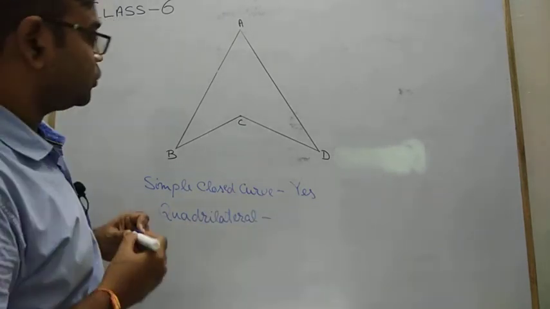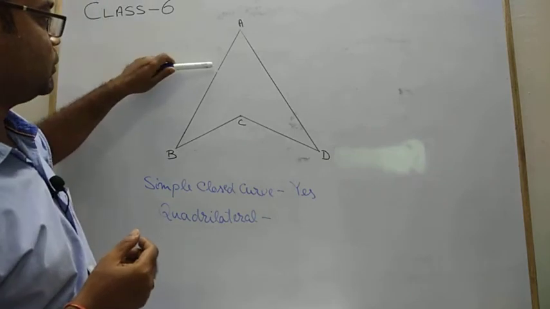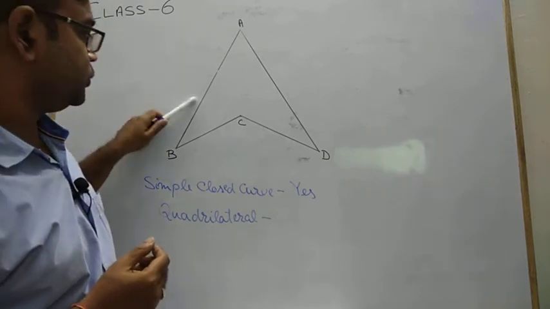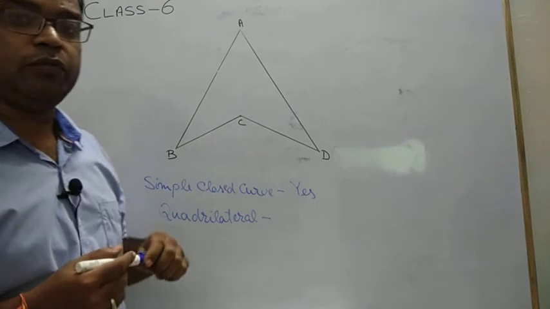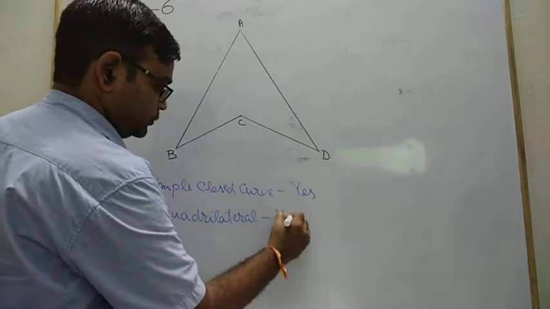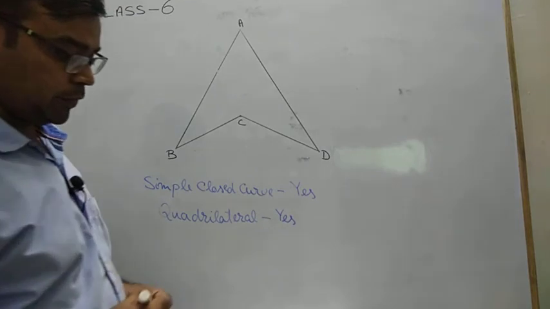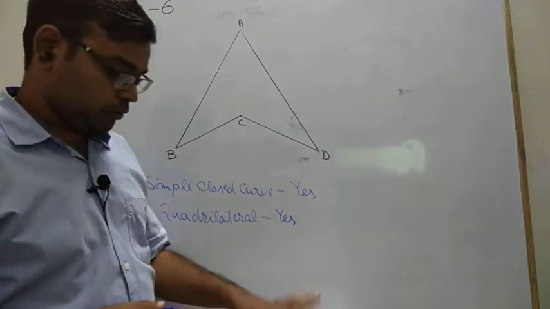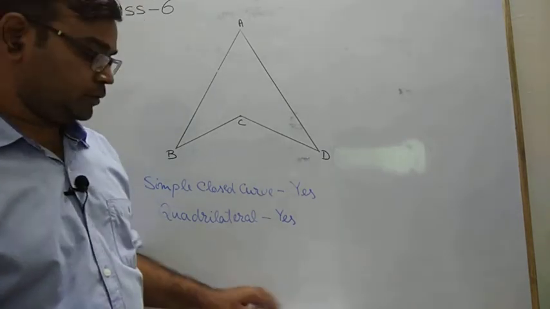Is it a quadrilateral? Let's check. It's a 1, 2, 3, 4. There are 4 straight lines. So yes, it is a quadrilateral. Then the next question asked to you: draw its diagonal.